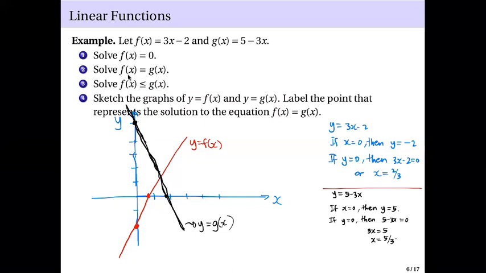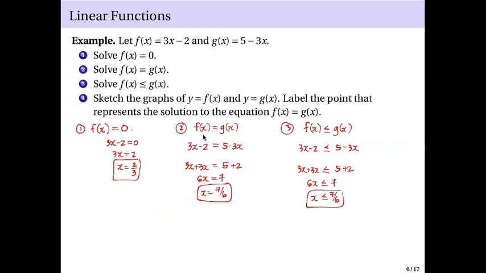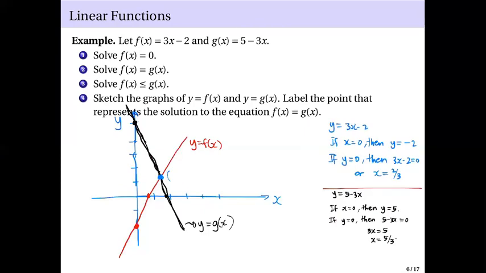Now, we look at this. Label the point that represents the solution to the equation f of x equals g of x. So graphically, the solution to this is the point of intersection of the two lines. So the point of intersection is somewhere here. And according to our computation here, f of x equals g of x, so you have x equals 7 over 6.